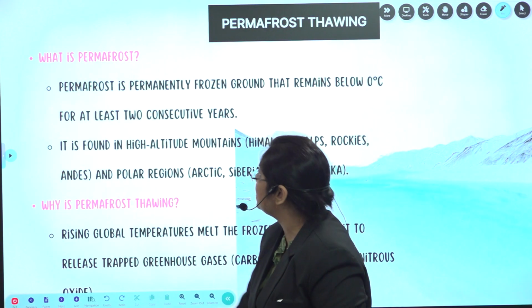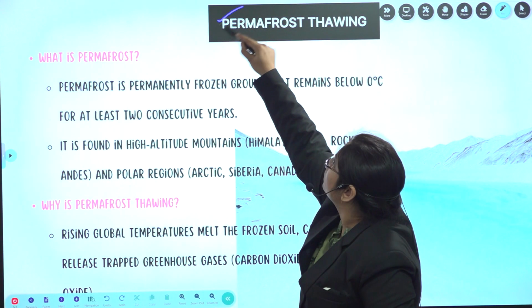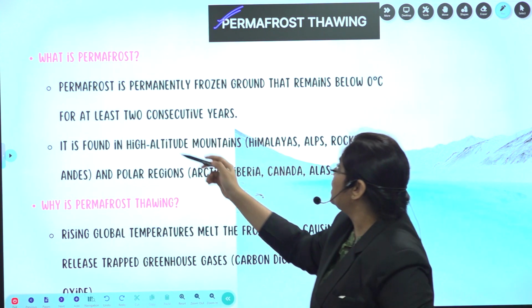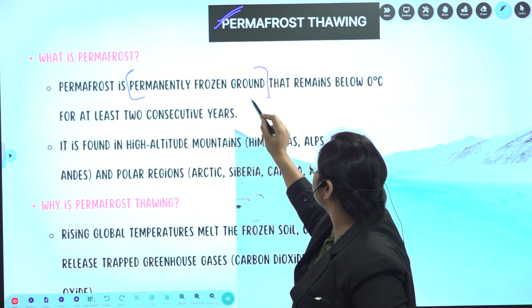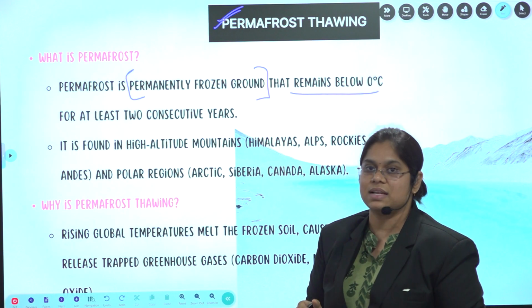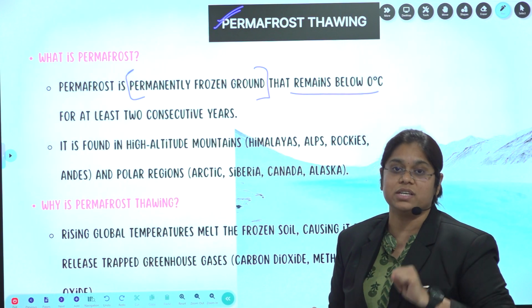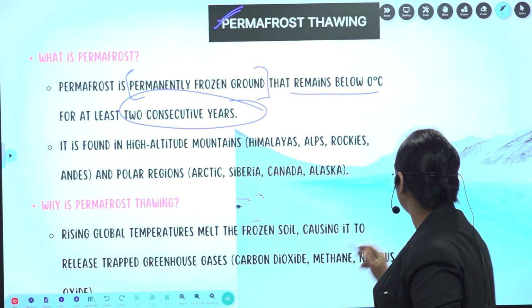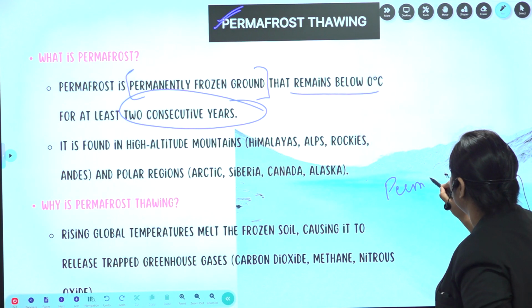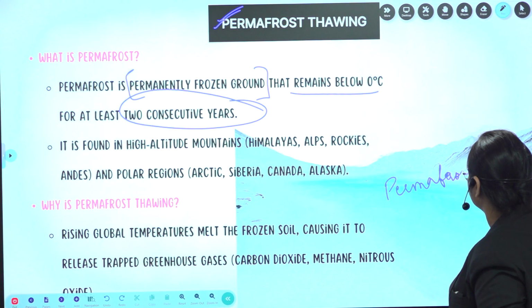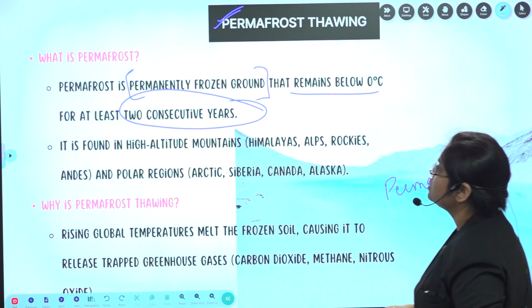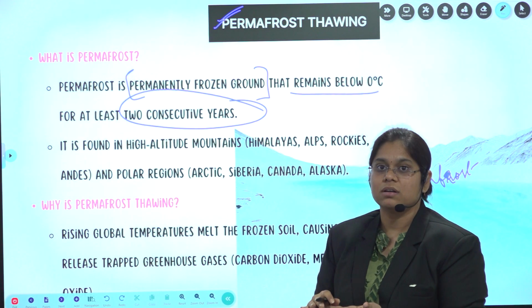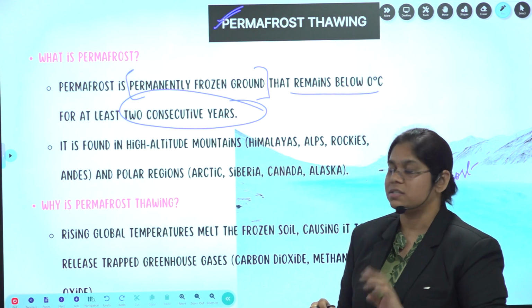Now, next, let's see about permafrost thawing. What is permafrost here? Permafrost is permanently frozen ground that remains below 0 degrees Celsius for at least 2 consecutive years. This is permafrost. You can see here, permafrost. So what is permafrost? It is permanently frozen ground for at least 2 consecutive years.